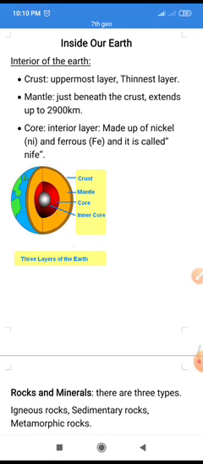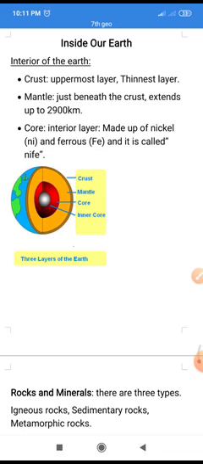The innermost layer of the earth is called the core. See in the picture, the innermost layer of the earth is called the core. The radius of the core is about 3,500 kilometers. The core is mainly made up of nickel and iron, and it is also called Nife. Ni means nickel and Fe means ferrous, that is iron. The center of the core has very high temperature and high pressure.